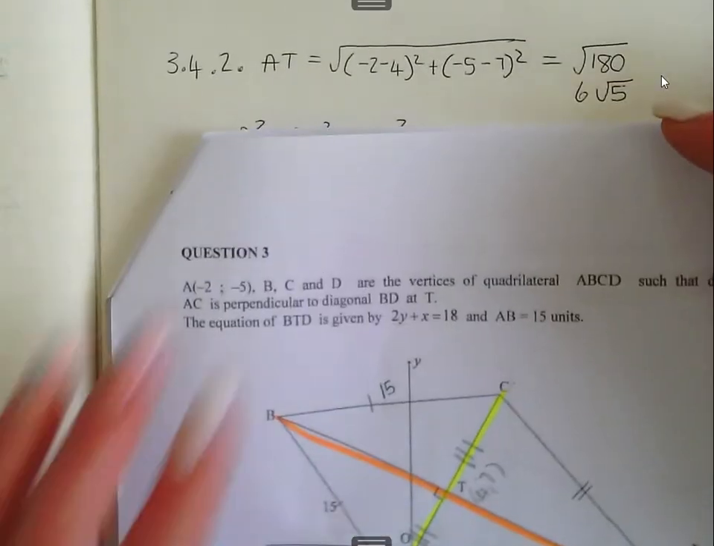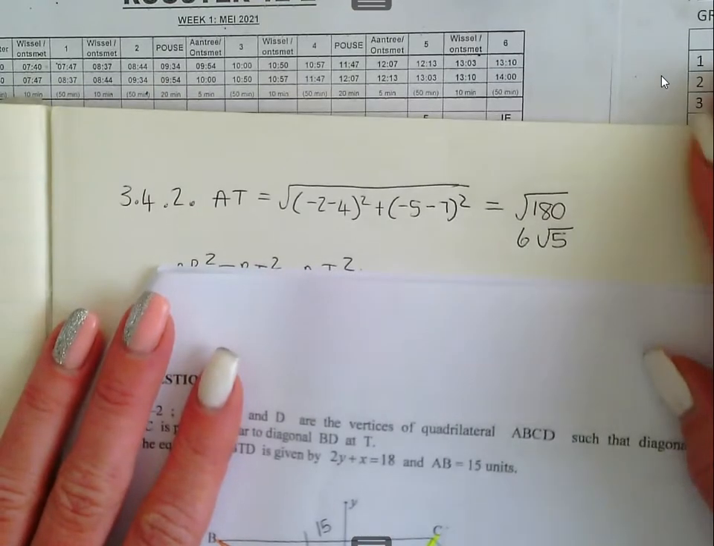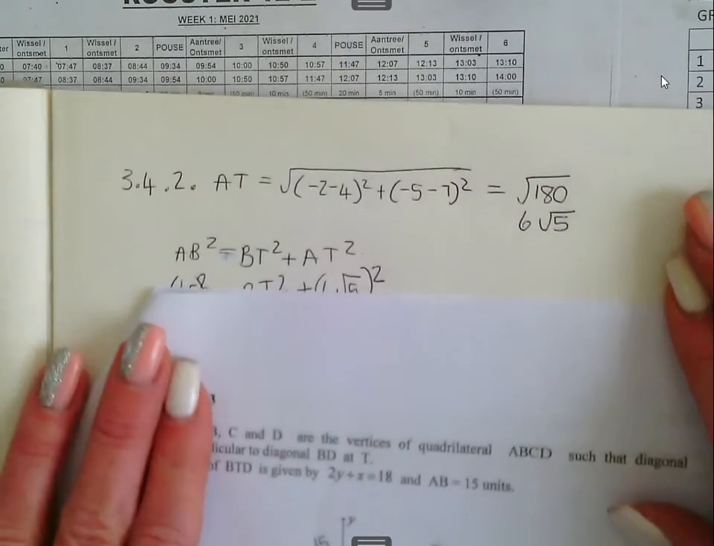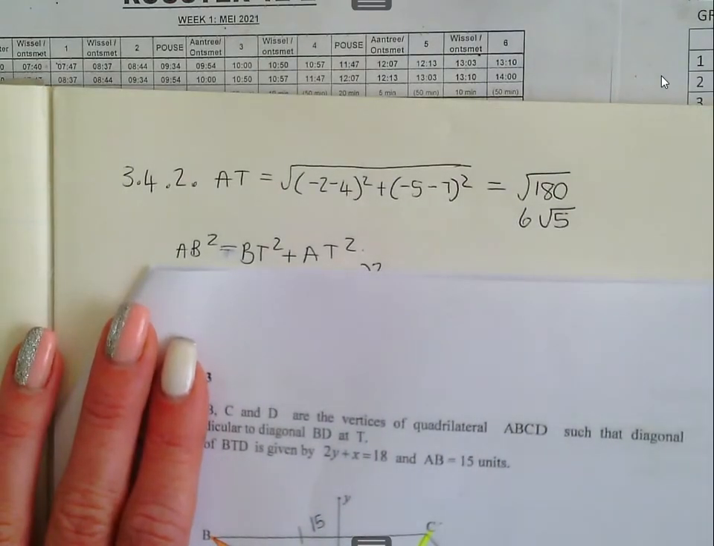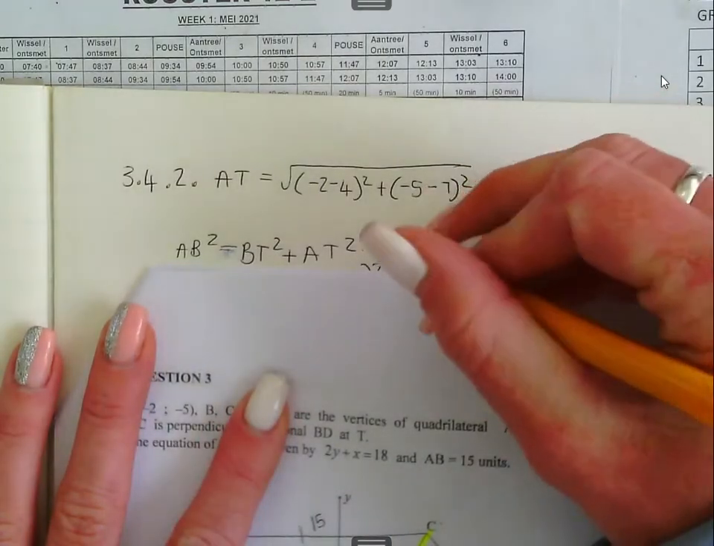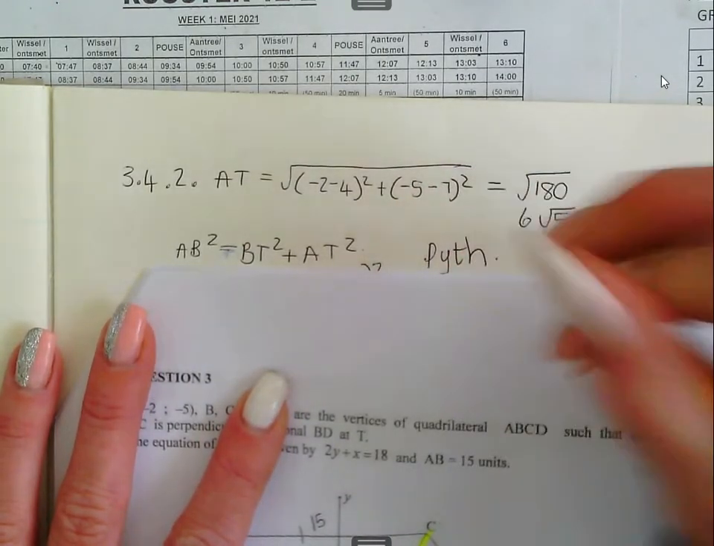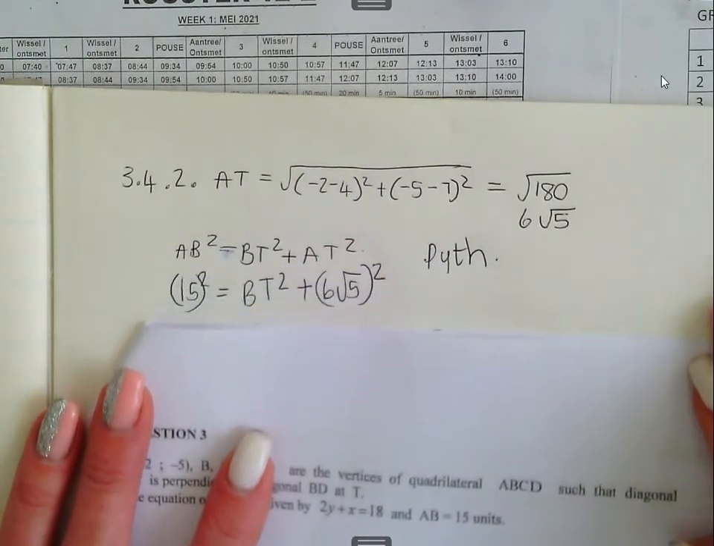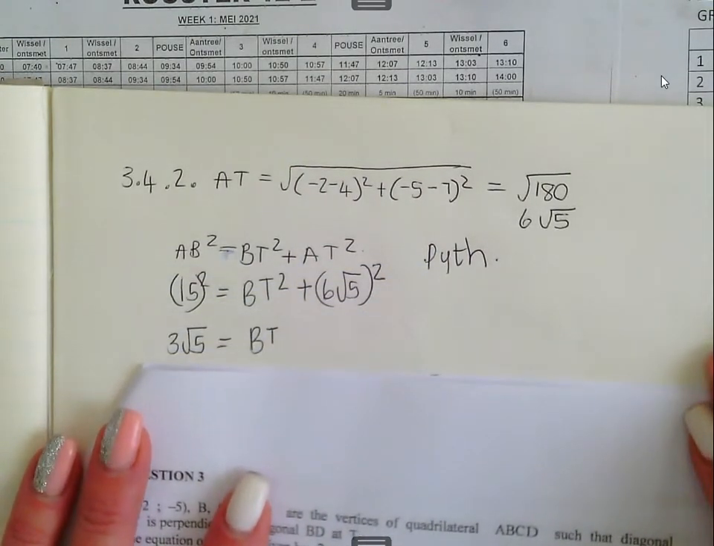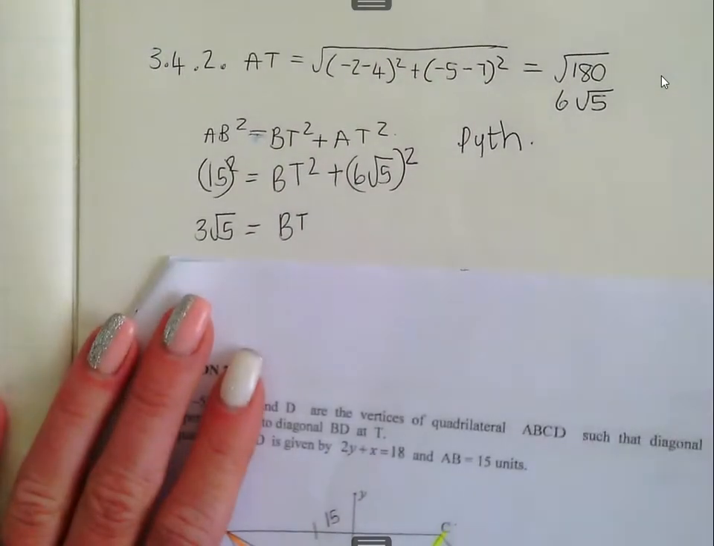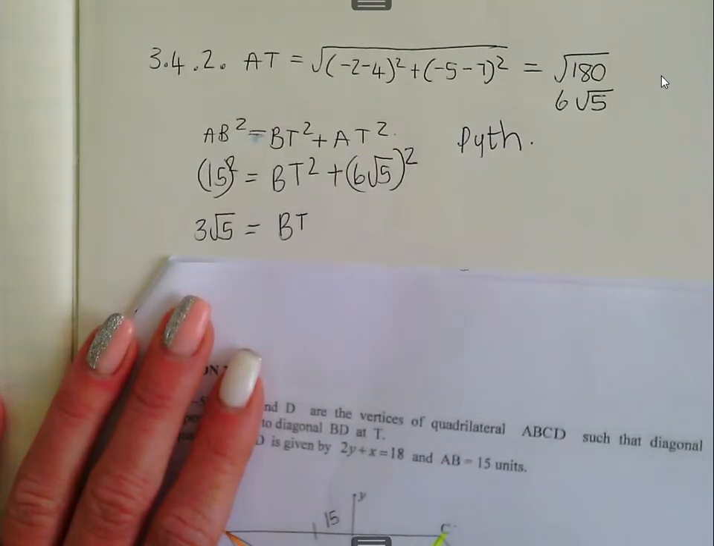Okay. So AT I found to be 6 root 5. Then I said AB equal to BT squared plus AT squared. Put your reason, Pythagoras. Substitute, and then you find BT to be 3 root 5. Did you get that? Do you all understand?